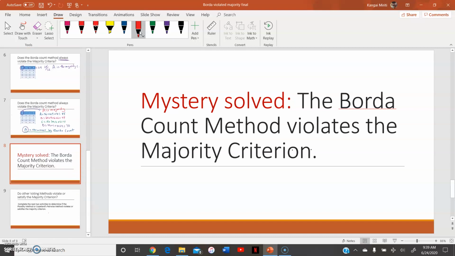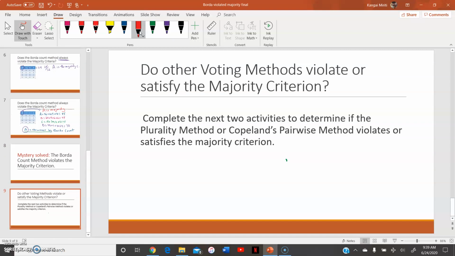So what we want to do is go on and see, do any of our other voting methods violate or satisfy the majority criterion? So when you complete the next couple of activities, you'll be able to determine if the plurality method or the Copeland pairwise method violates or satisfies the majority criterion.